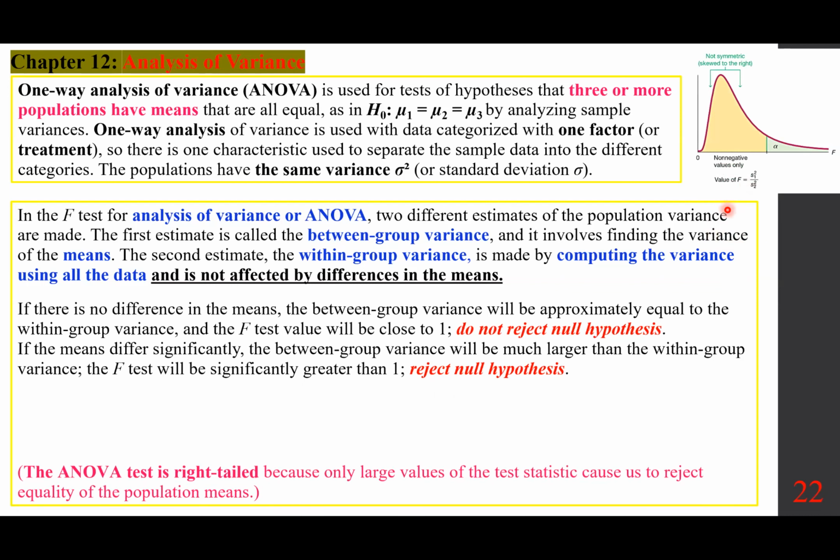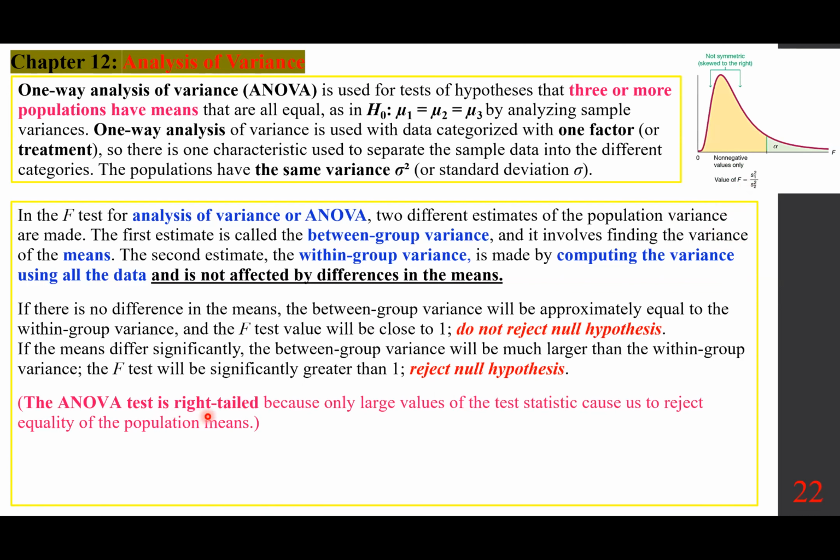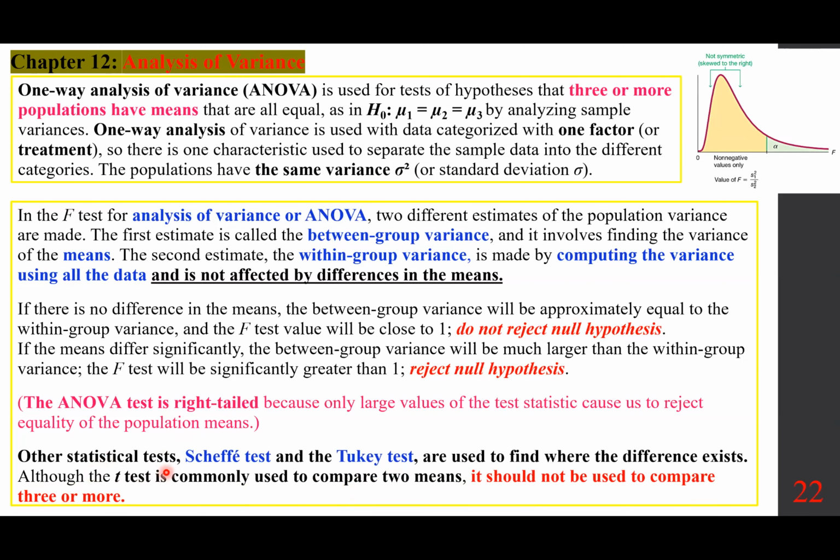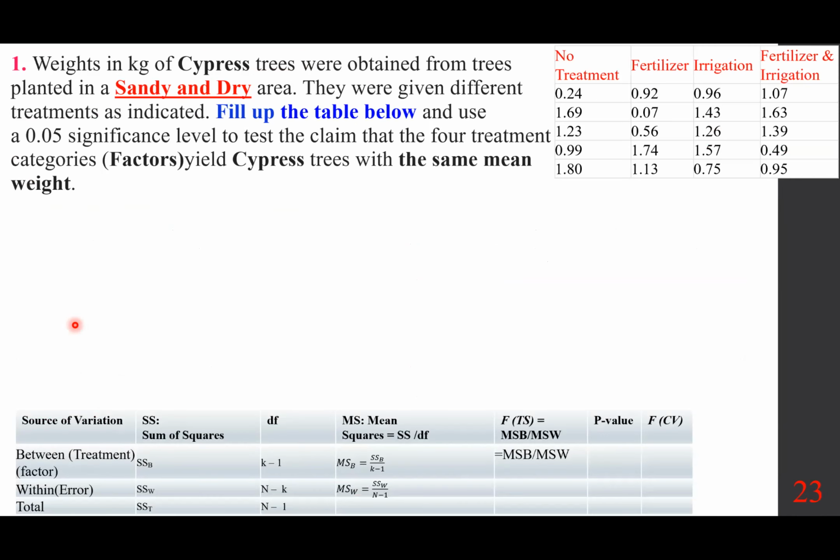All right, so in essence, we're using the F test, which has the test statistic S1 squared over S2 squared. So the ANOVA test is right-tailed because only large values of the test statistic cause us to reject equality of the population means. Other tests, the Scheffé test and Tukey test, are used to find where the difference exists. Although the t-test is commonly used to compare two means, it should not be used to compare 3 or more.